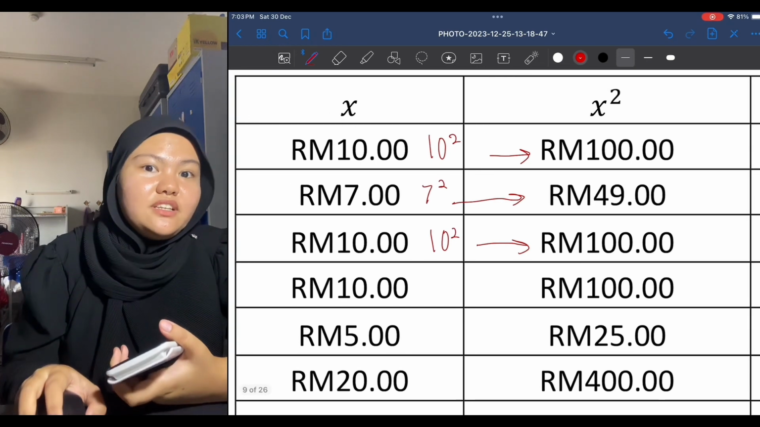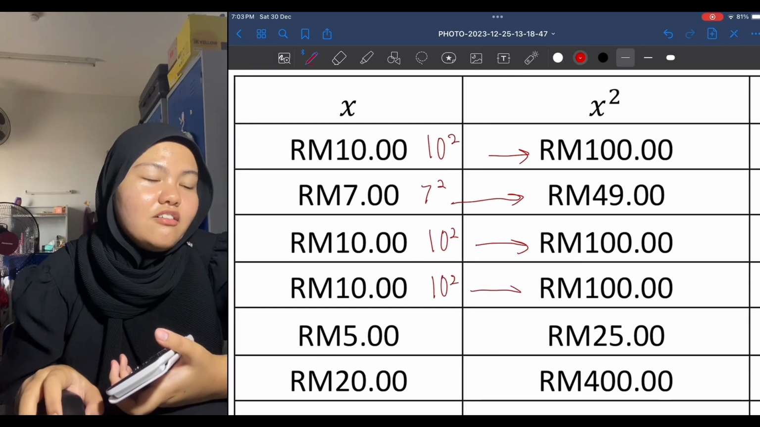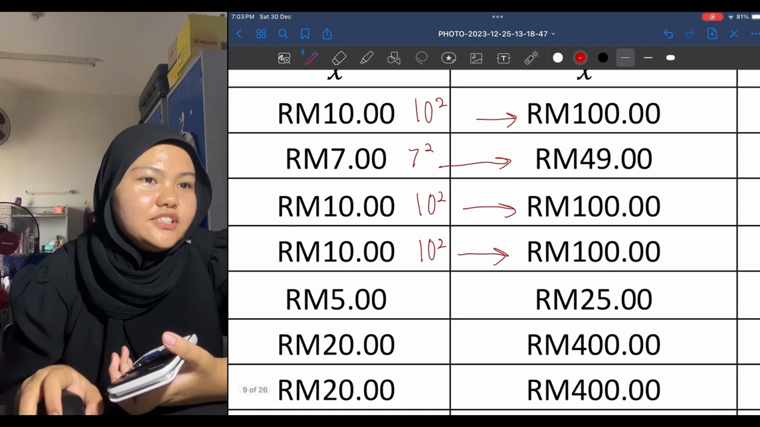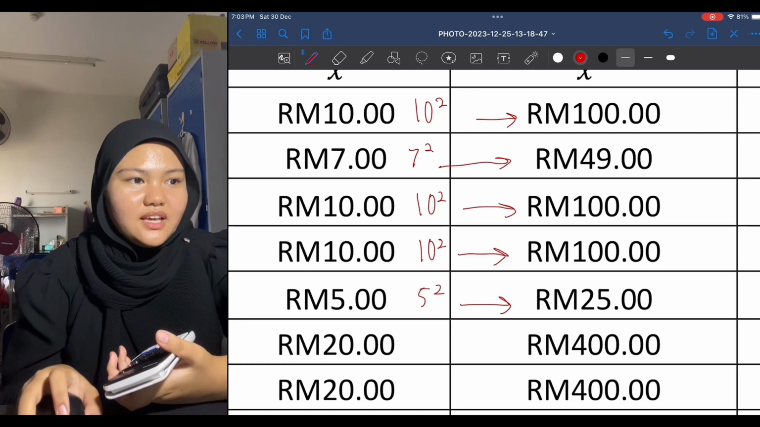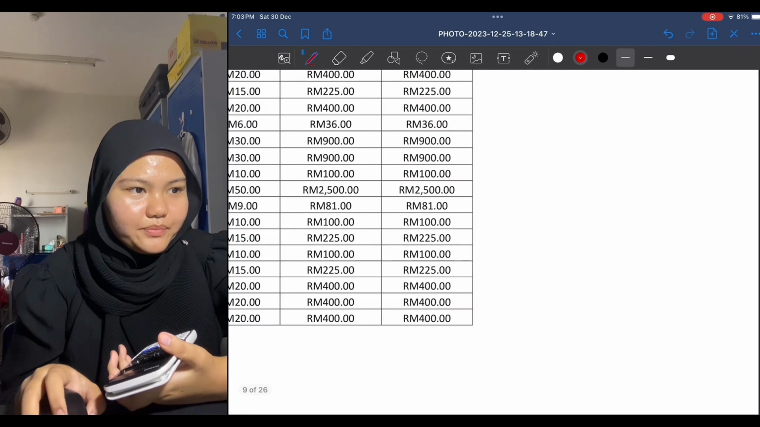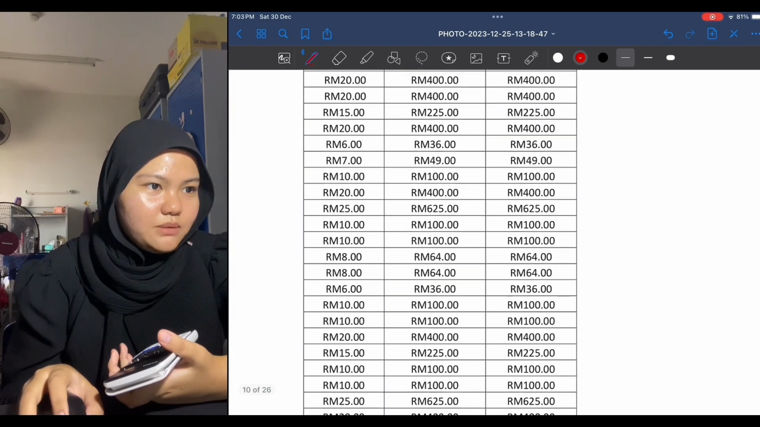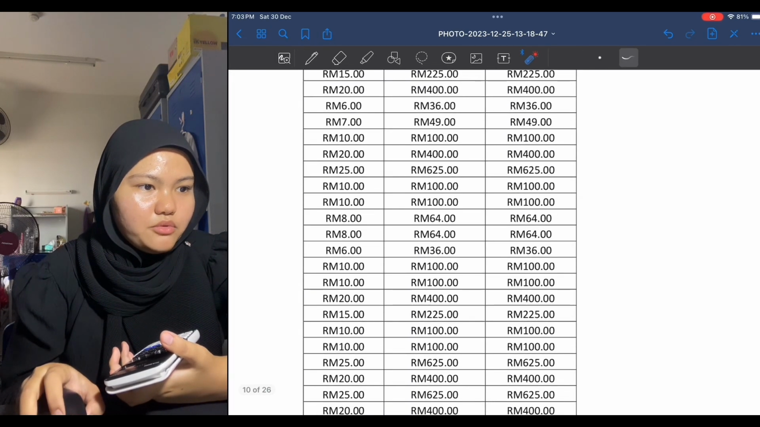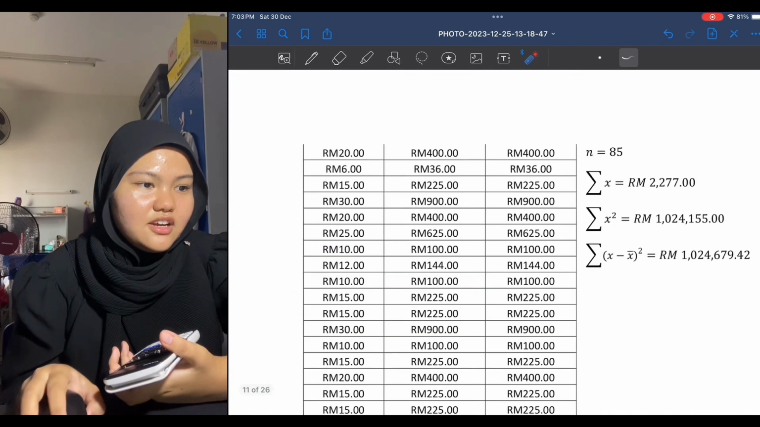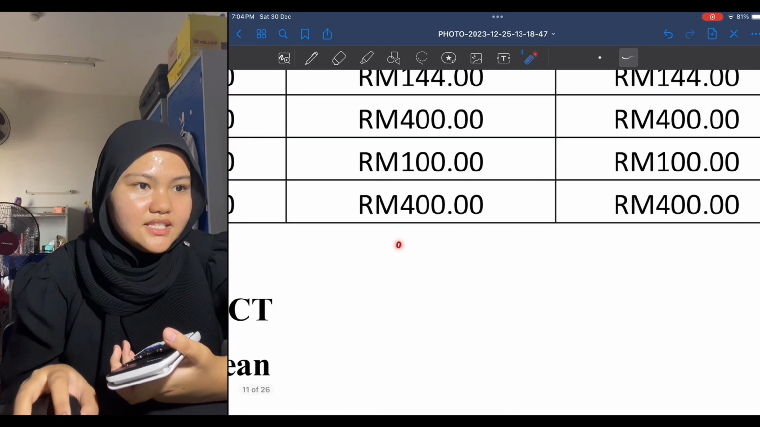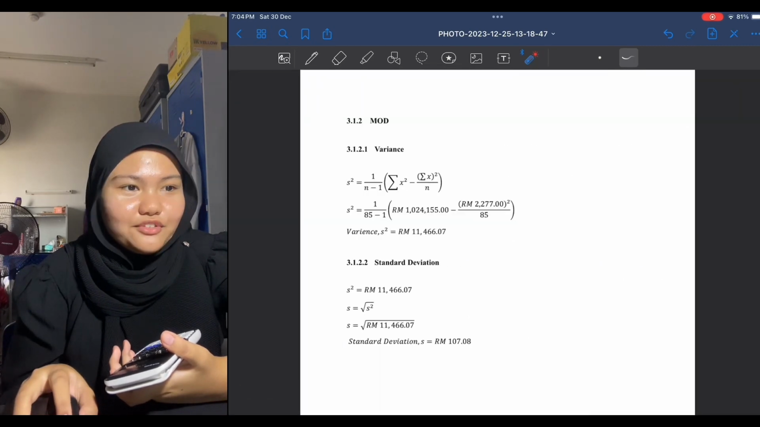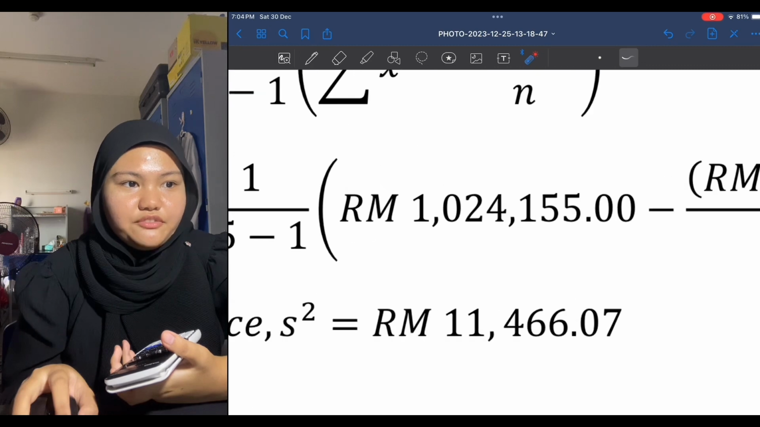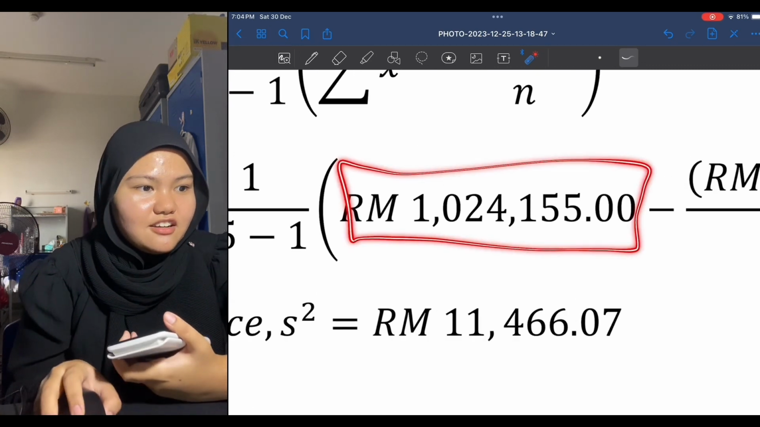We're going to repeat the process until the end of the data. We have to do it again and again for all the 85 data. And then we have to sum up all of this data that has been to the power of 2, that has been squared. What I get is 1 million, 1,024,155 ringgit.